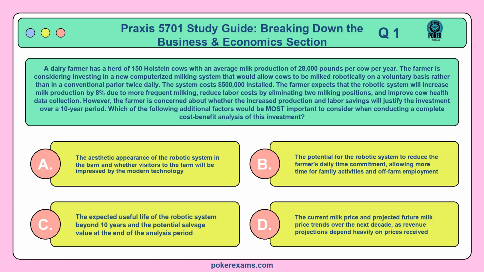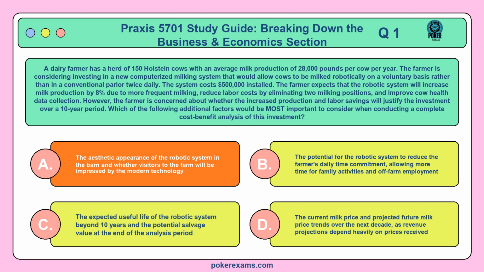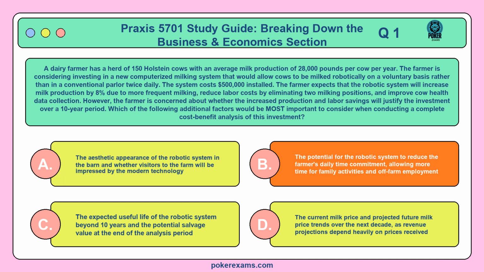Question 1. A dairy farmer has a herd of 150 Holstein cows with an average milk production of 28,000 pounds per cow per year. Option A. The aesthetic appearance of the robotic system in the barn and whether visitors to the farm will be impressed by the modern technology. B. The potential for the robotic system to reduce the farmer's daily time commitment, allowing more time for family activities and off-farm employment.